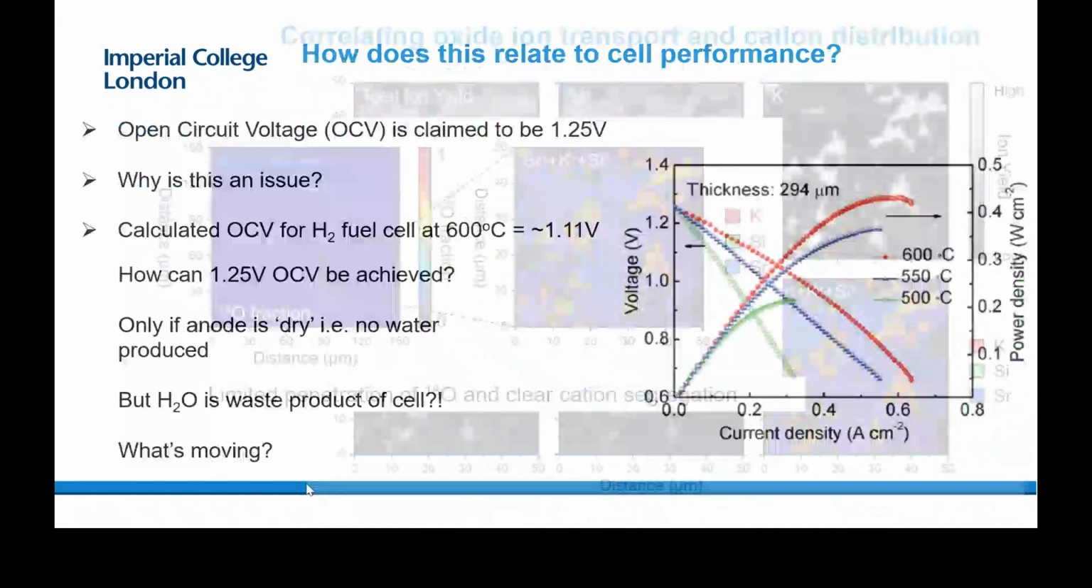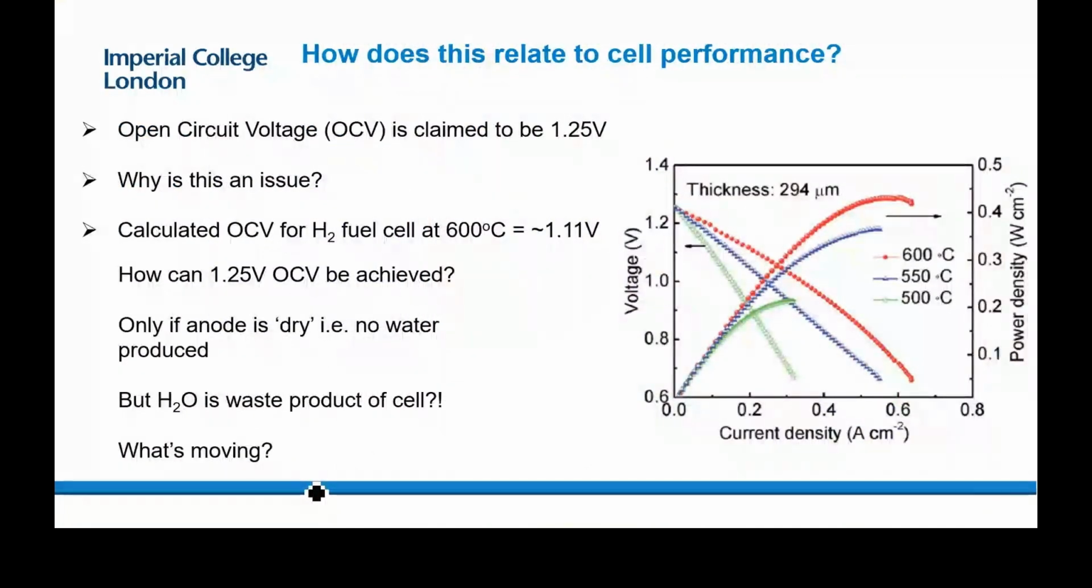So what does it all mean? Well, it's confusing, because what it means is that they publish data saying you've got an IV curve and you've got a power density. So you've got a claimed IV curve of 1.25 volts. Okay, why is that important? Well, if you calculate the OCV using hydrogen as a fuel at 600 degrees C, as this data was reported at, your maximum OCV is 1.1 volts. So how are you getting an extra 0.14 volts out of this system? Something doesn't stack up.